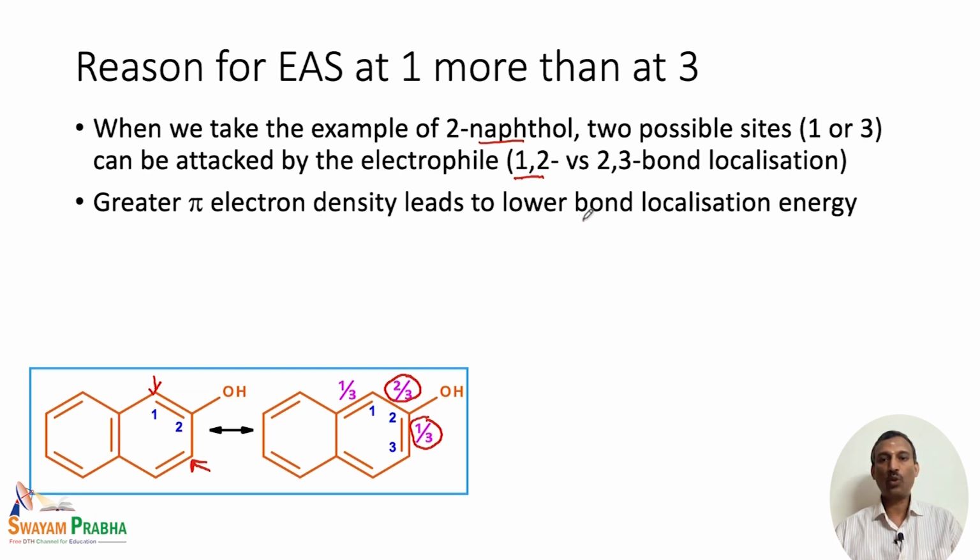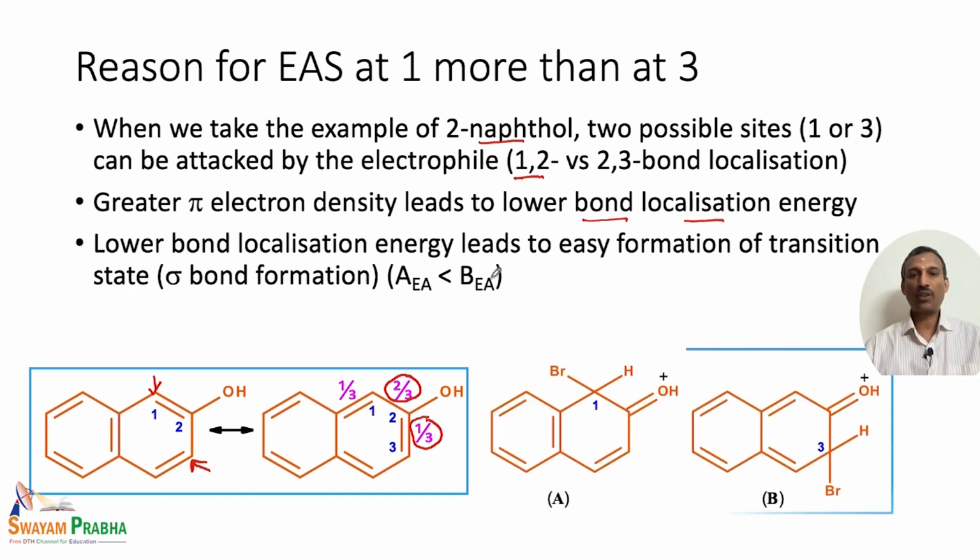So what will happen when there is a higher, or greater, pi electron density? That leads to lower bond localization energy. When there is a lower bond localization energy, that leads to the formation of the transition state very readily. That means the sigma bond can be formed very readily because the electron density is higher, which leads to the easy formation of the transition state. So what we can say is the energy of activation for this particular intermediate A to form is much lower compared to the energy of activation for the intermediate B to form.